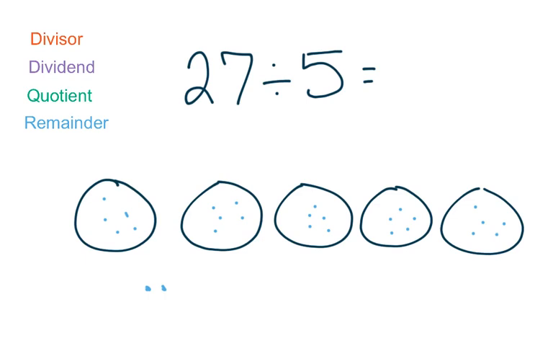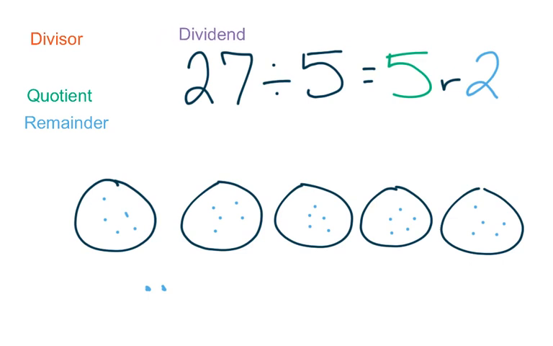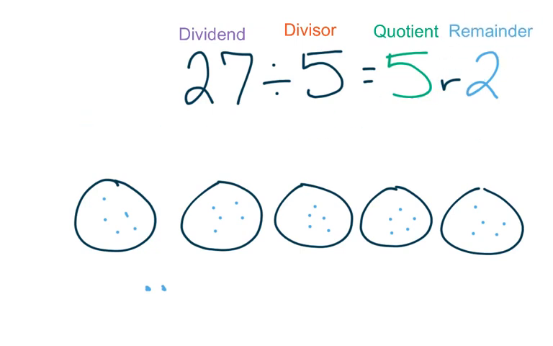When I'm interpreting this information, the number of dots that I have in each of my groups is going to be my quotient. And there are 5 dots in each of those circles. And the number of dots that are left over are going to be my remainder. So I have 2 dots left over. If I was looking at all this information, my 27 is my dividend, my 5 is my divisor, my other 5 is the number of dots in my circles, that's my quotient, my answer to my division problem, and my 2 is my remainder. Let's take a look at one more problem.